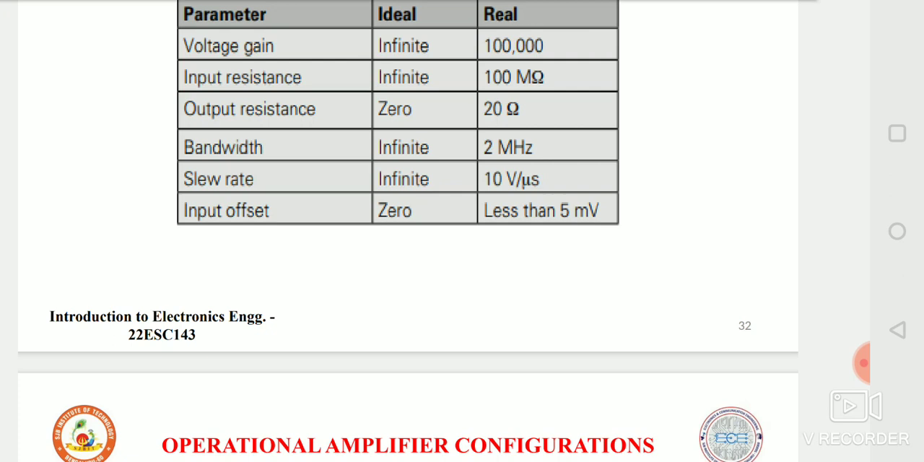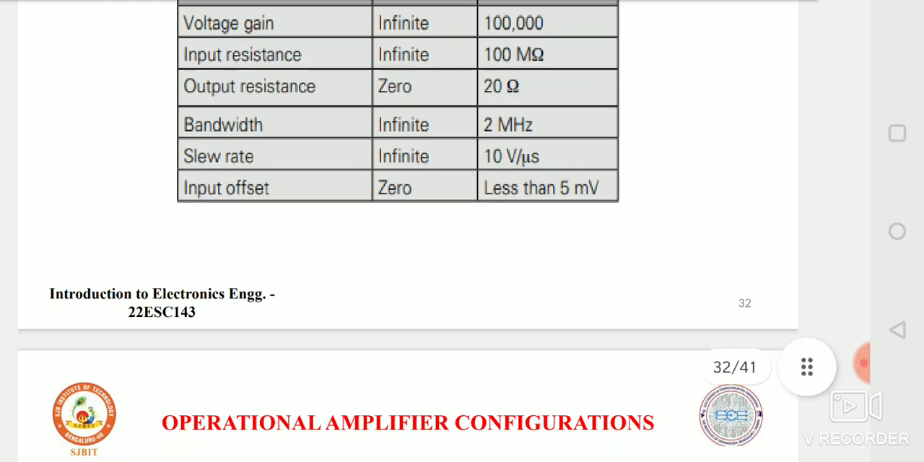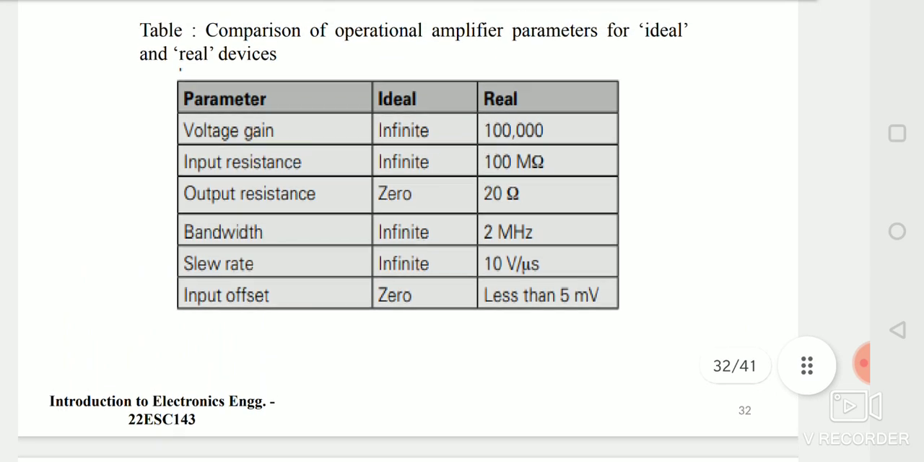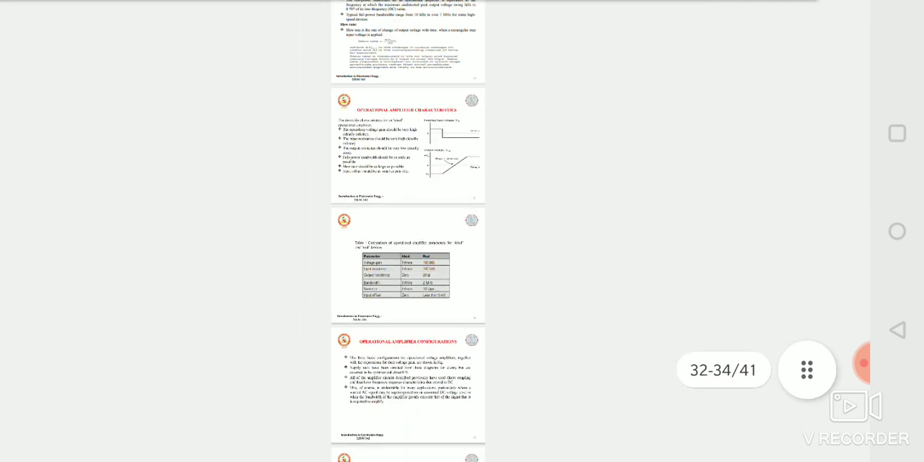So bandwidth will be 2 megahertz. Slew rate will be 10 volts per microsecond. Input offset will be 0 or less than 5 millivolts.